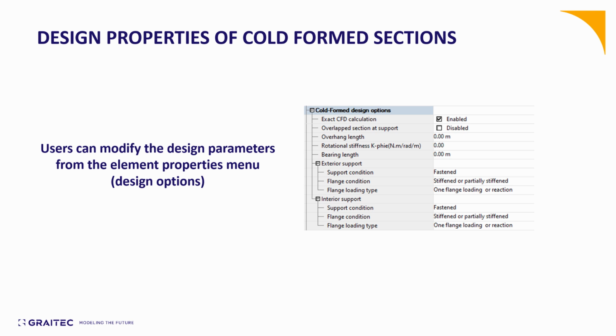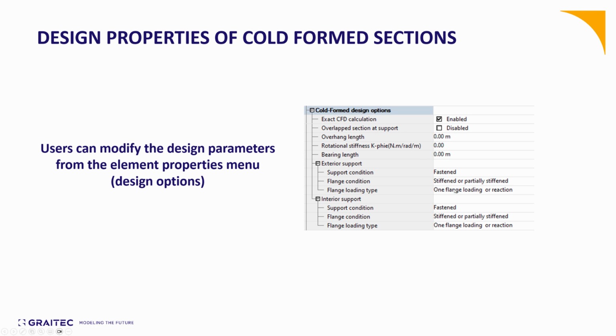The other important part is actually in the properties of the element. So when you select the element in Advanced Design, if you have defined a steel cold form section using this cold form material, now we'll have a new entry here in the properties of the element. It's called cold form design options.